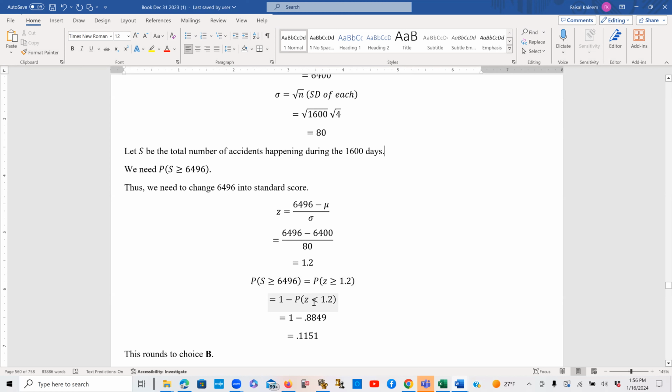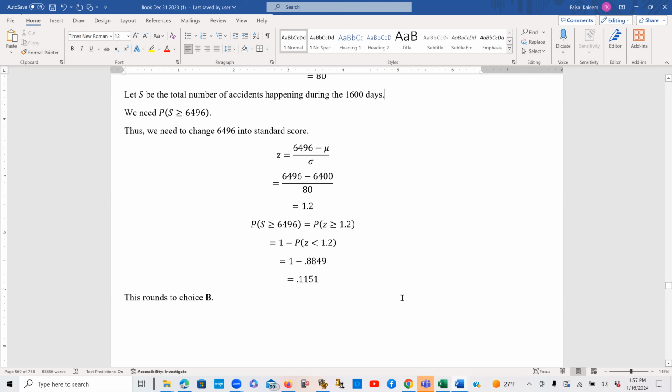And from the normal tables, we can see that 1.2 corresponds to a cumulative probability of 0.8849. So this comes out to be 1 minus 0.8849, which is 0.1151. That is choice B.